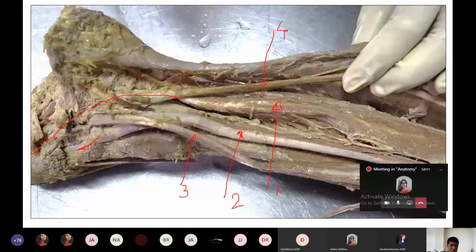It is inserting here, and this tendon is crossed by the other muscle tendon. It is going downward, and later it will split into 4 slips to go into the 4 digits of the foot. So this muscle is the flexor digitorum longus. Number 3 is the flexor digitorum longus, number 2 is the tibialis posterior, and number 1 is the flexor hallucis longus.